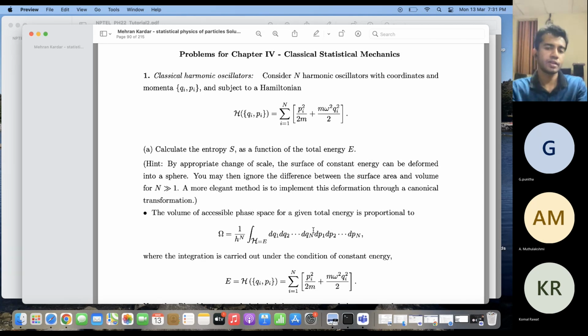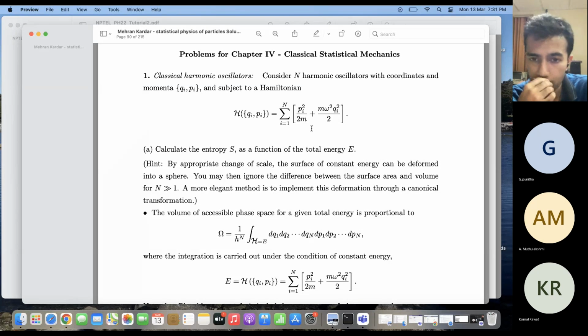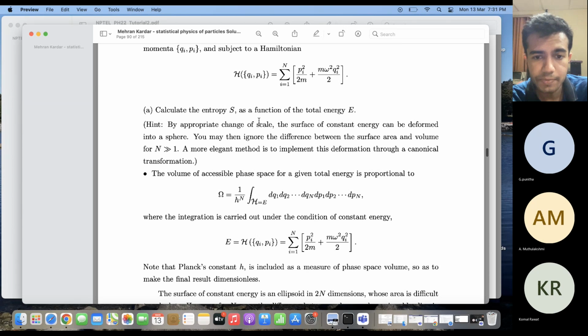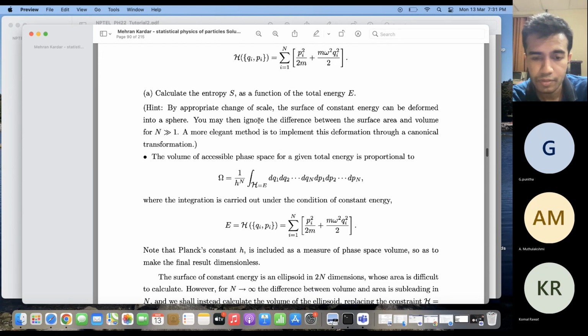Now let us assume that there is a potential energy in the box. That means, for example, I consider particles which are subject to a Hamiltonian of this form. This is the Hamiltonian of a harmonic oscillator, and there are n number of harmonic oscillators. Each of them is defined by the position qi and the momentum pi. So we have to calculate the entropy as a function of the total energy. All right, so we proceed in the same way as we had done earlier.